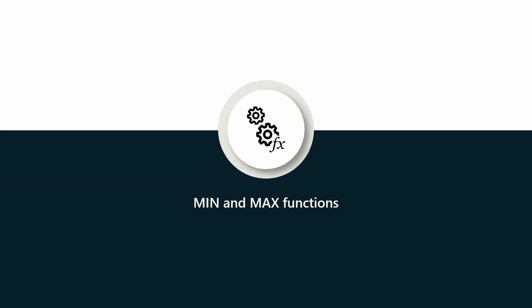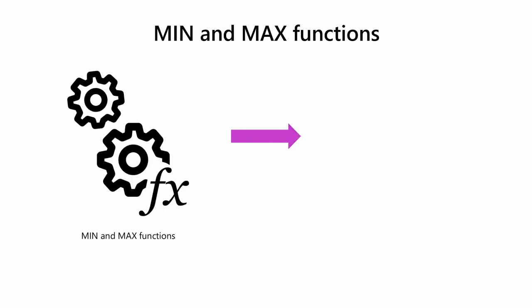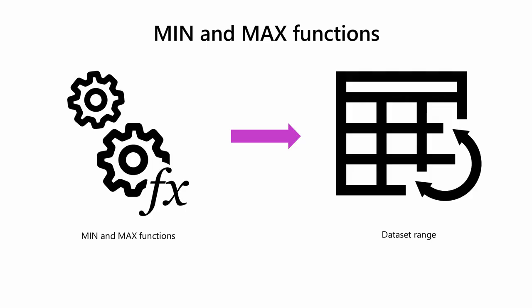Lastly, let's examine the min and max functions. The min function is used to identify the smallest value in a column or between two scalar expressions. The max function is used to identify the largest value in a column or the larger value between two scalar expressions. Both min and max functions can provide an overview of the range of your data.